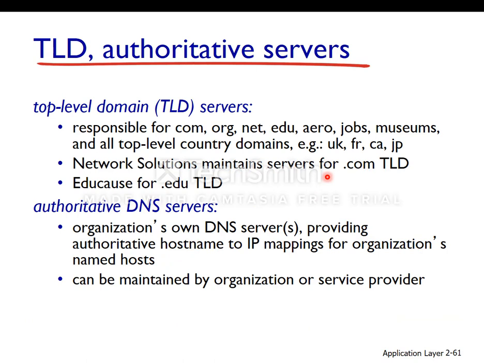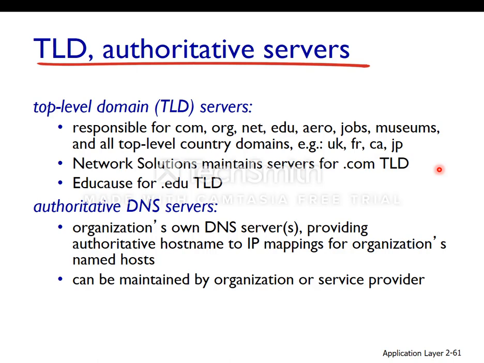Then we have the top level domain servers. These are responsible for .com, .org, .edu, .net, and so on, and all the top level country domains such as .uk, .fr, .ca, .jp for Japan, .jm for Jamaica. Barbados has one as well. So Network Solutions, for example, will maintain the servers for the .com top level domain, Educause for .edu. Uemona actually manages the top level domain name server for .jm.